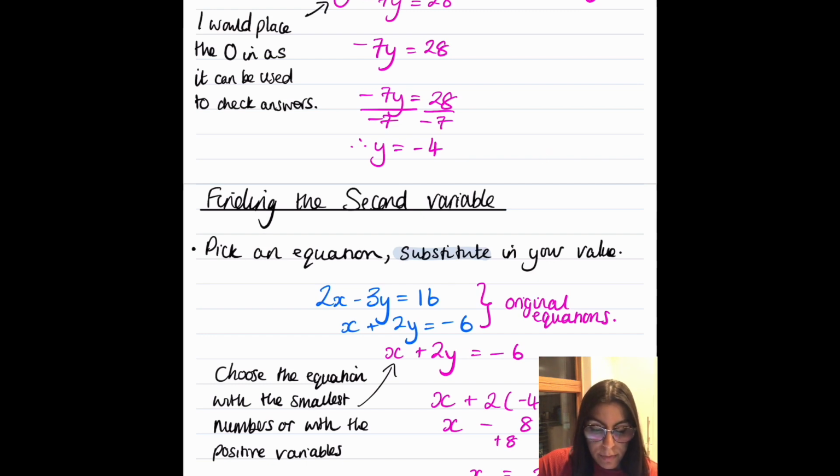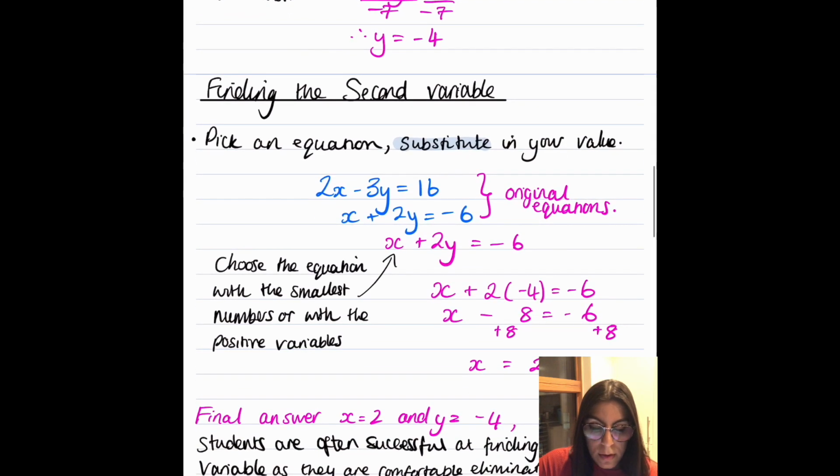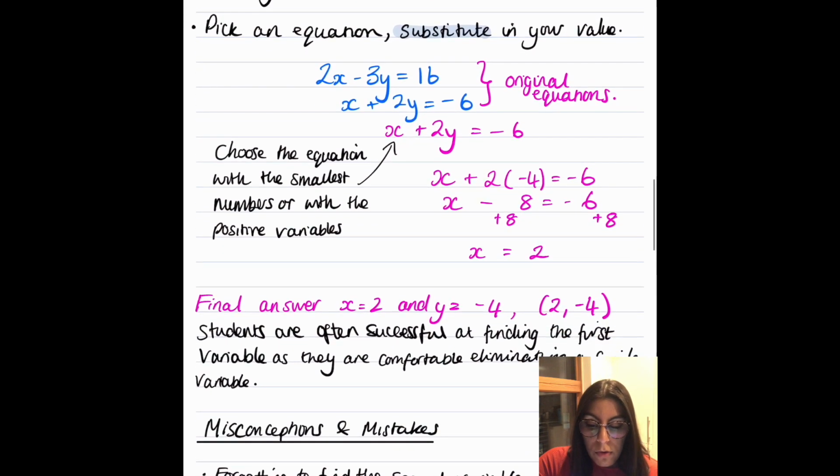Finding the second variable. So at this point, you've found out what one variable is, and you're now working to see how to work out the second variable. And 9 out of 10 times you will be told to pick an equation and substitute in your value. Fine if you are very good at substitution. However, I know from my classes, students struggle with substitution and they struggle with negative numbers.